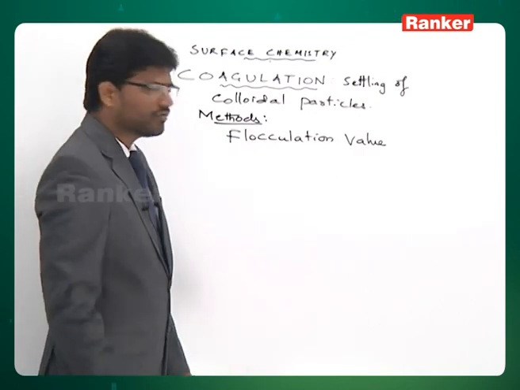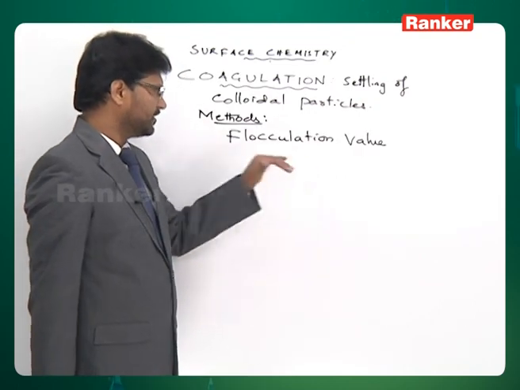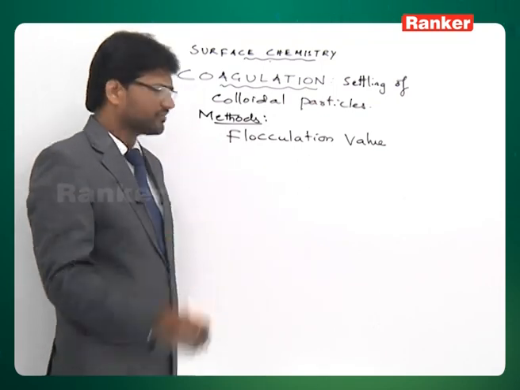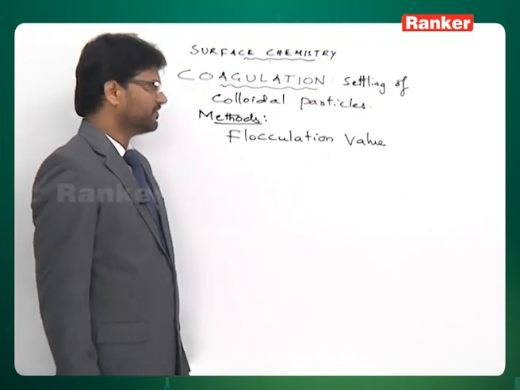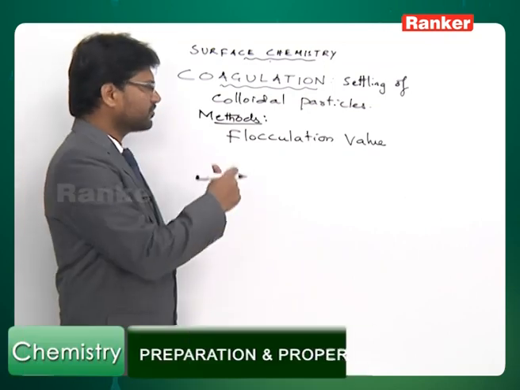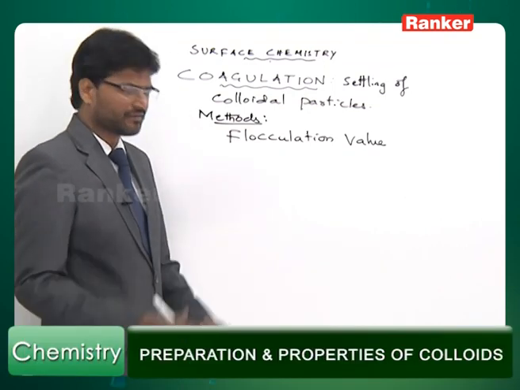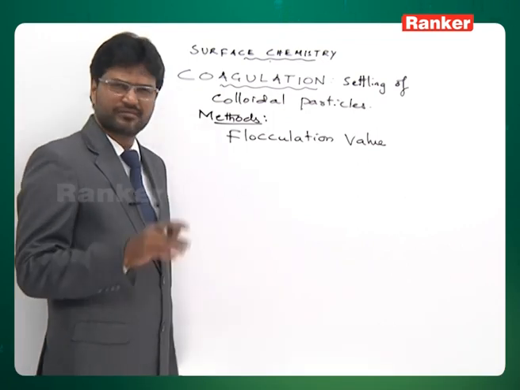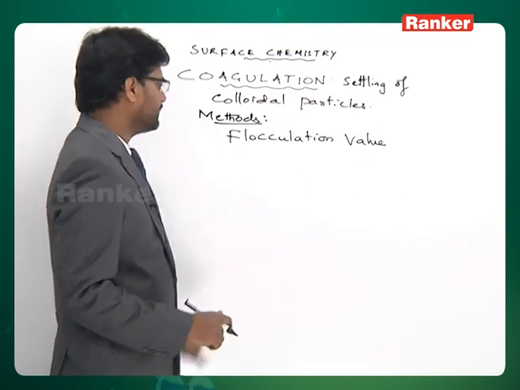Here you should also be familiar with another term which is used in this coagulation by addition of electrolyte, that is flocculation value. See, another name for coagulation is flocculation. You can also call it precipitation. Precipitation of sol or coagulation or flocculation means the same thing. Now what is flocculation value?